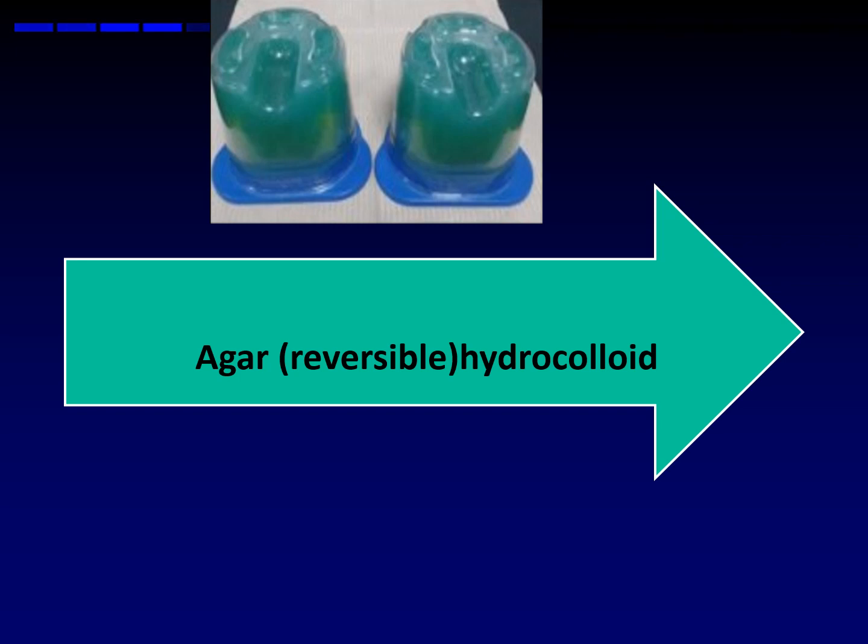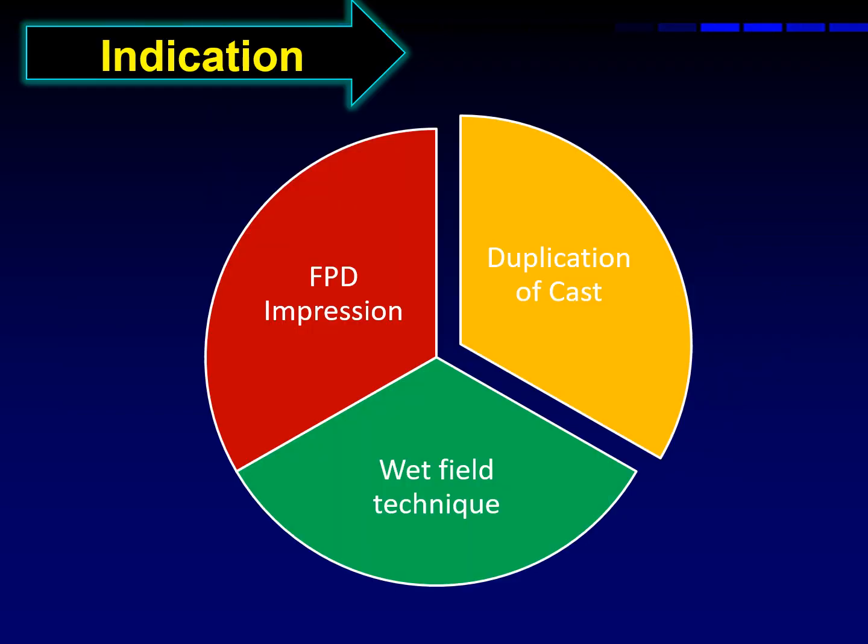For making impressions, we use many materials: elastomeric impression material, rigid impression material, hydrocolloid impression materials, and we have wax also. In hydrocolloids, we have two types of material, agar and alginate. Let's see the indications for each impression material. Agar is mainly used for FPD impressions and duplication of casts, and for making impressions using the wet field technique.